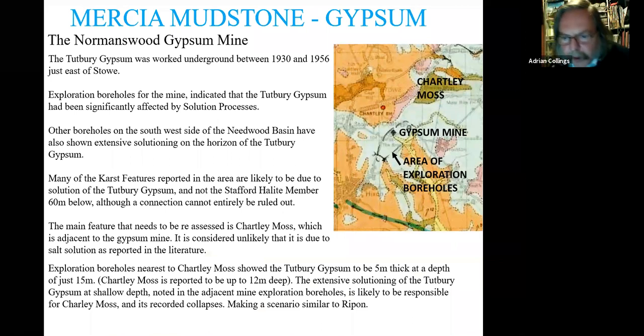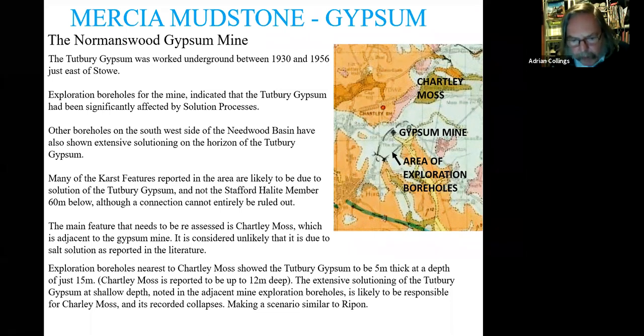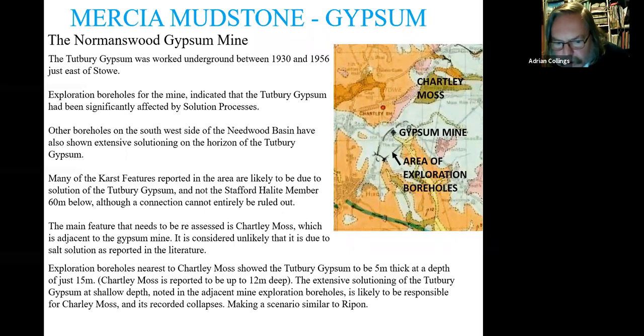Exploratory boreholes to the mine indicated that Tutbury gypsum had been significantly affected by solution processes, and other boreholes on the southwest side of the Needwood Basin have also shown extensive solutioning on the horizon of the Tutbury gypsum. Therefore, many of the karst features reported in the area are likely to be due to the solution of the Tutbury gypsum and not the Stafford halite member 16 meters below, although a connection cannot entirely be ruled out.